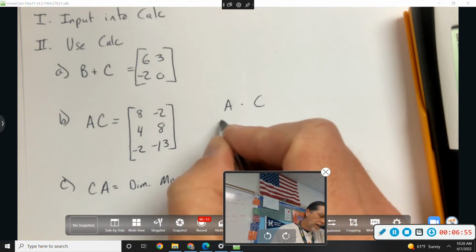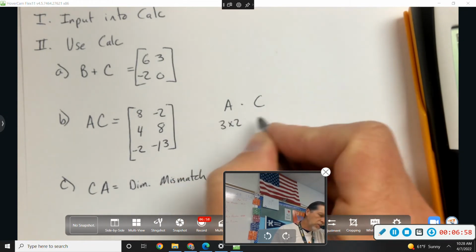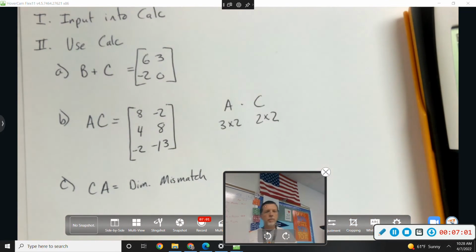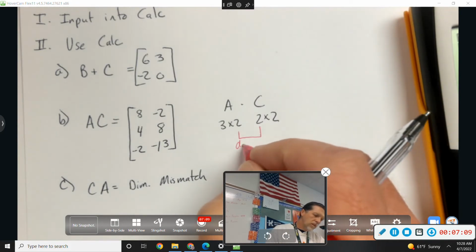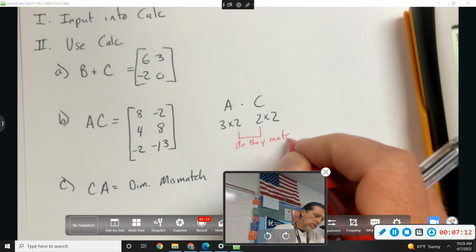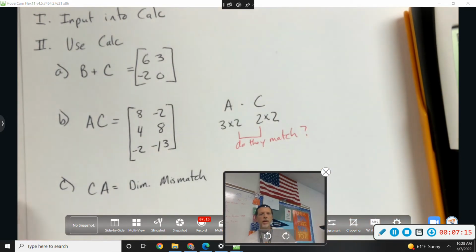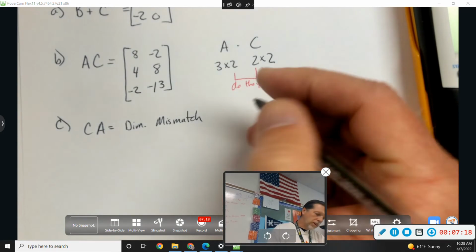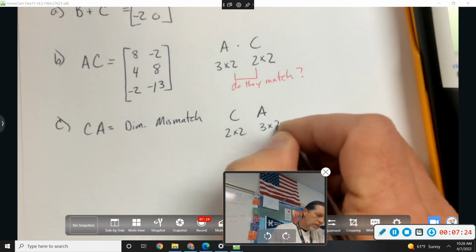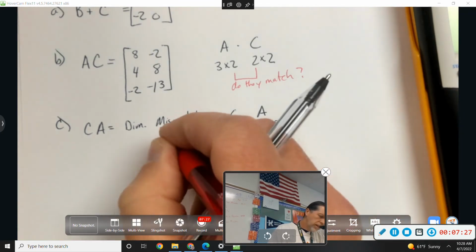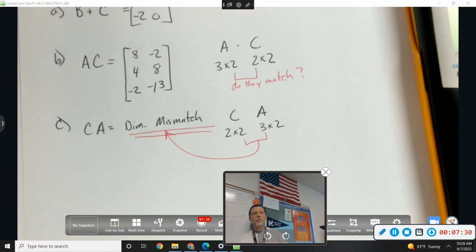Okay, here's why. A is 3 by 2. C is 2 by 2. If you want to multiply matrices, the inside numbers have to match. If they don't match, you get a dimension mismatch. C times A is a 2 by 2 times a 3 by 2. Dimension mismatch. That doesn't work. You don't really have to know all that, but that's why sometimes you can multiply matrices and sometimes you can't.